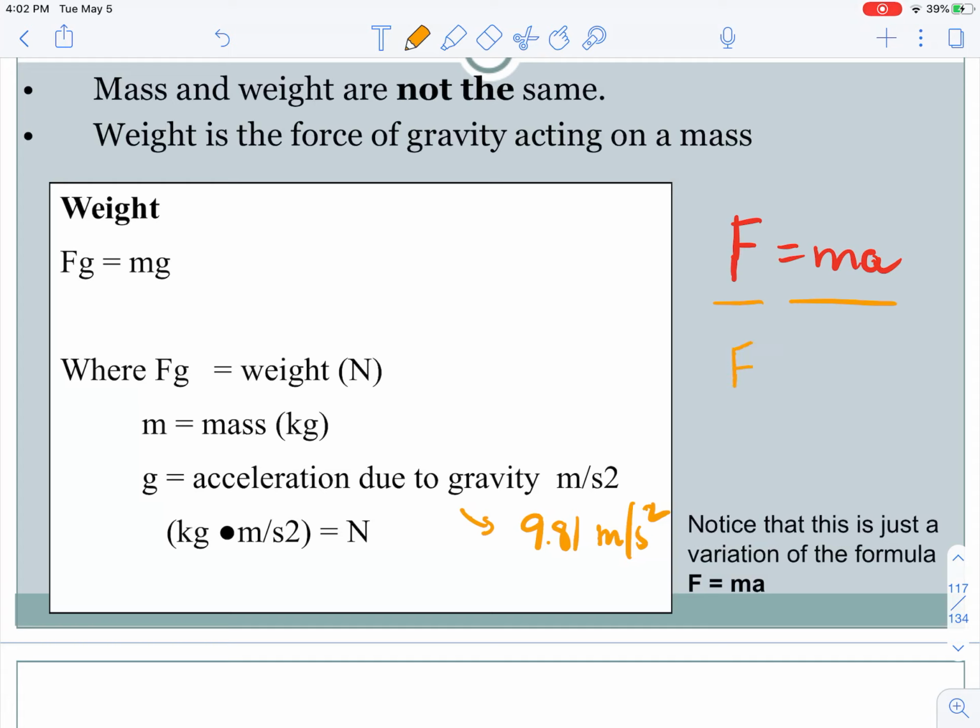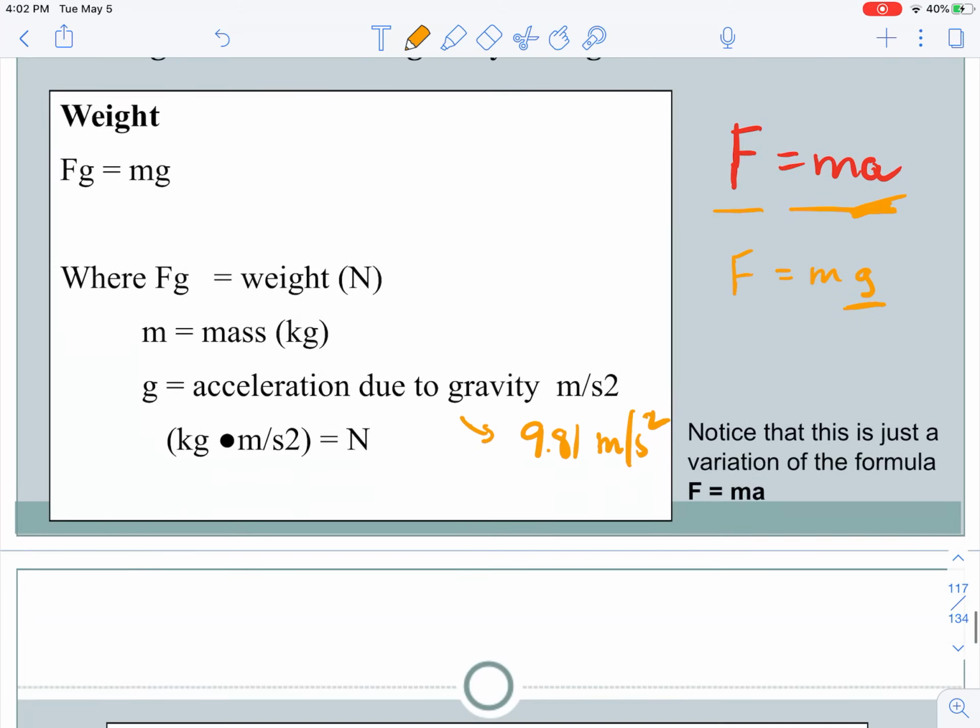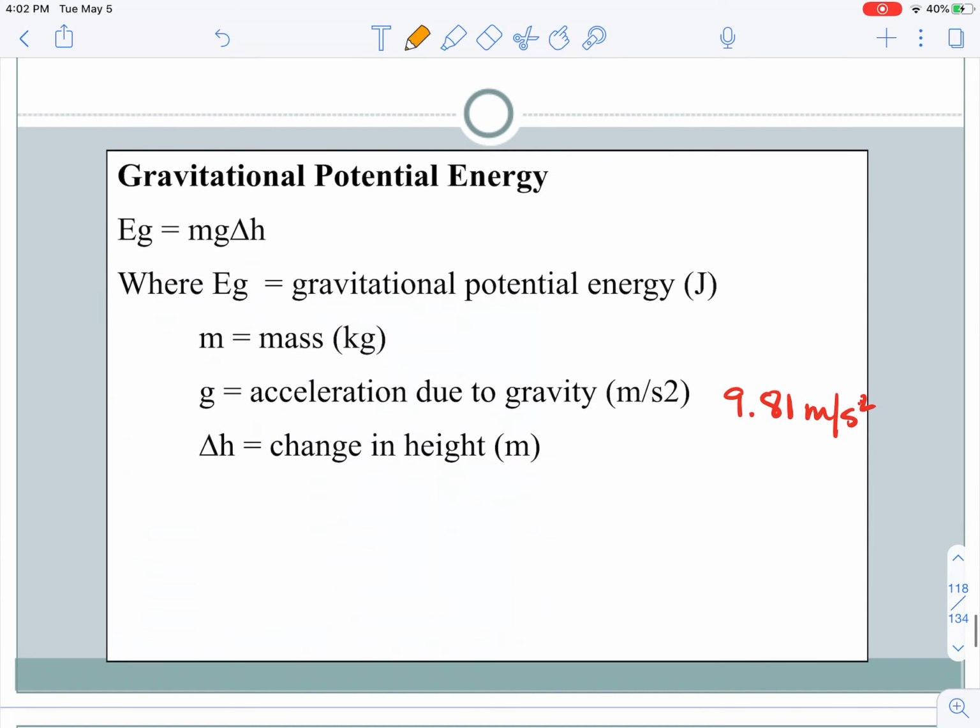You'll notice that this force is equal to mass times acceleration, which is basically the same formula that we had seen before. Now we're just looking at mass times the acceleration due to gravity, but it's still acceleration, so it's no different than the F equals ma that we have seen once before.